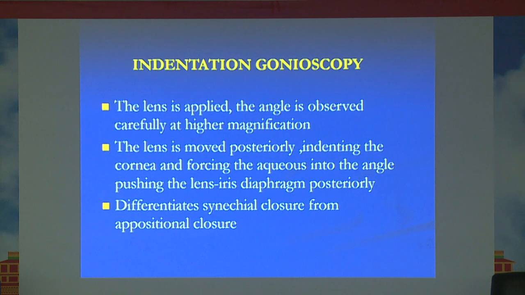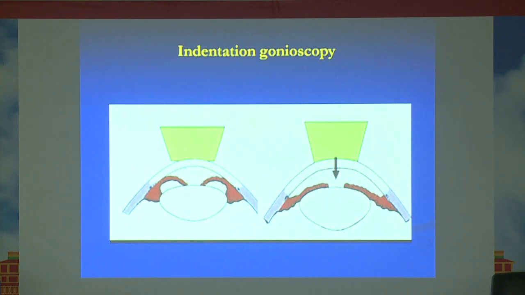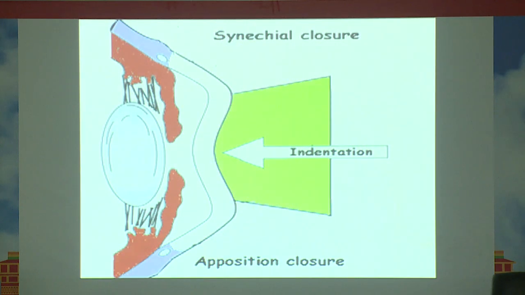Now coming to indentation gonioscopy. Here the lens is moved posteriorly, indenting the cornea and forcing the aqueous into the angle, and pushing the lens-iris diaphragm posteriorly. This differentiates synechial closure from appositional closure. In this picture, we can see that in appositional closure there is opening of the angles, whereas in synechial closure there is no opening of the angles.